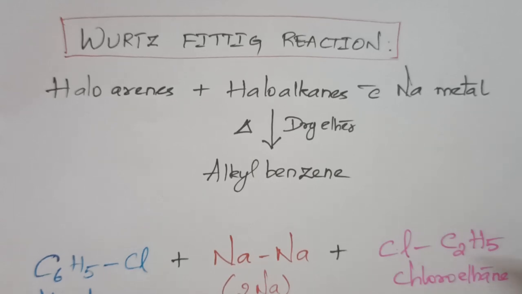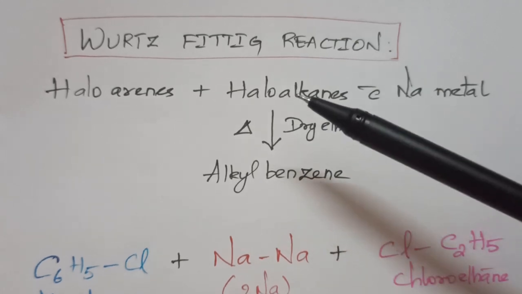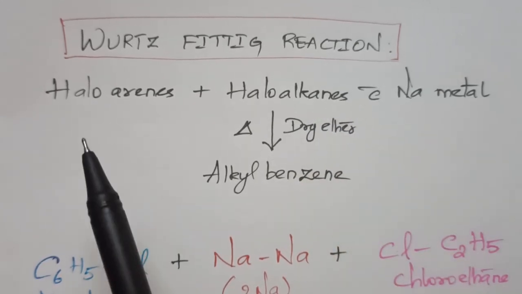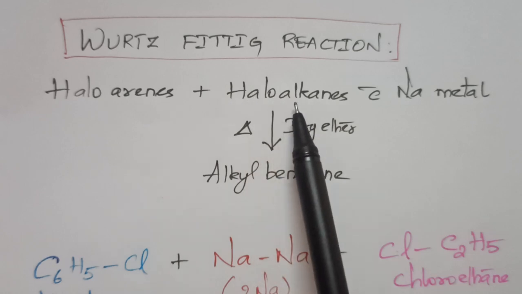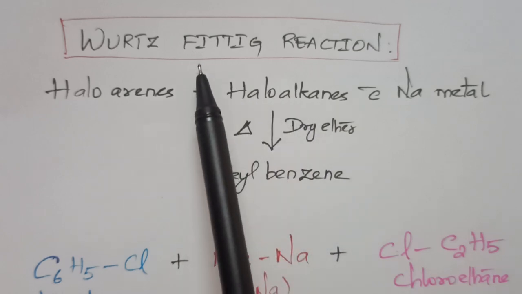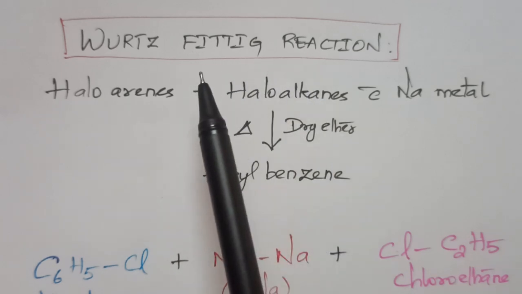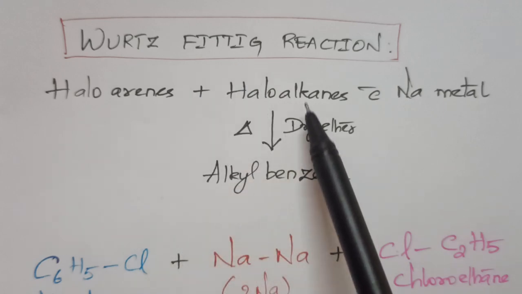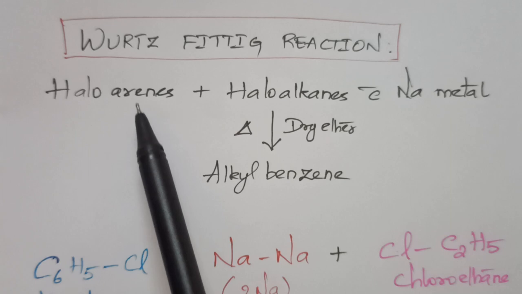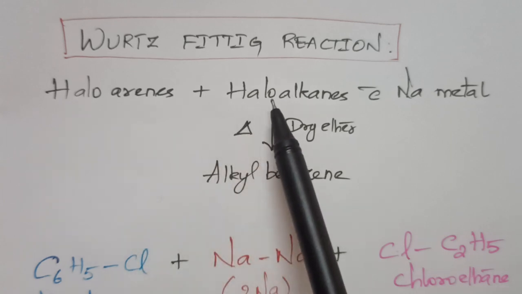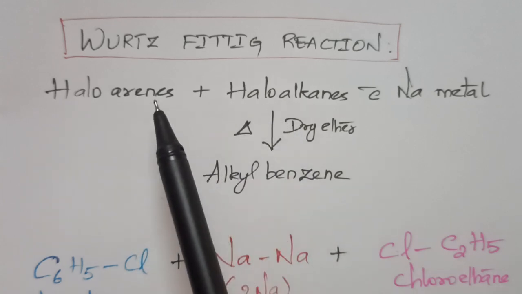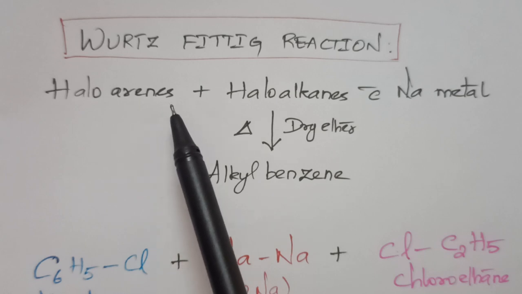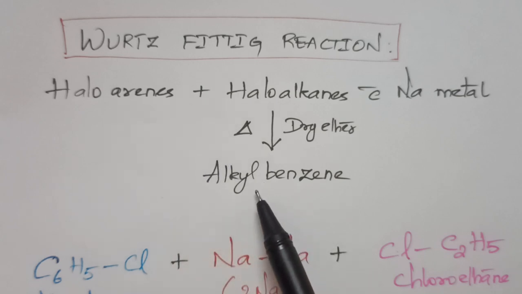So the Wurtz-Fittig reaction is carried out between haloarenes and haloalkanes. It can be carried out between two haloalkanes, or two haloarenes, or between haloarenes and haloalkanes. Here, because we need to prepare an alkyl benzene, the product should be an alkyl benzene.